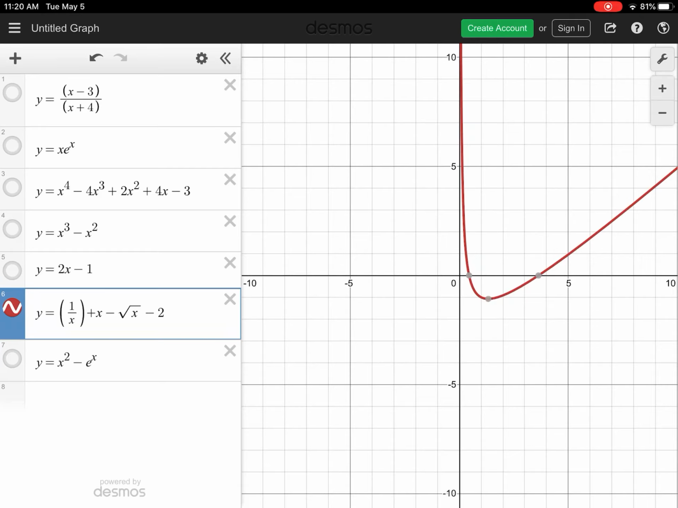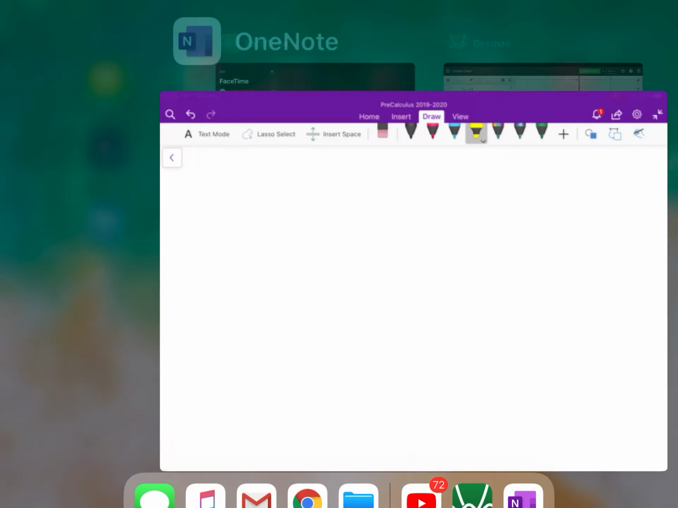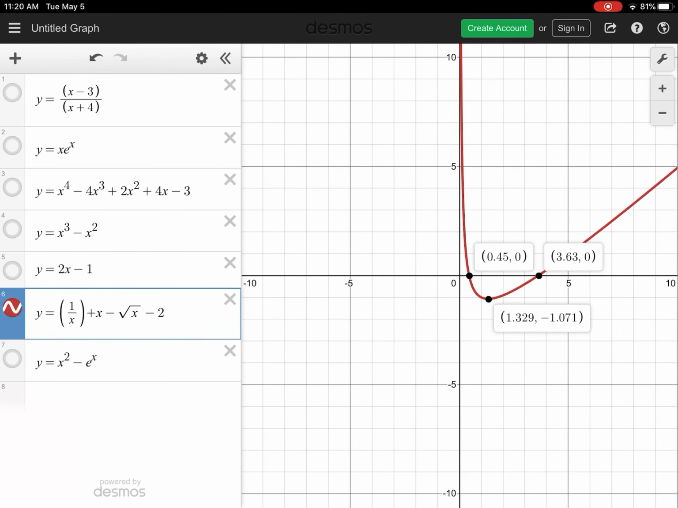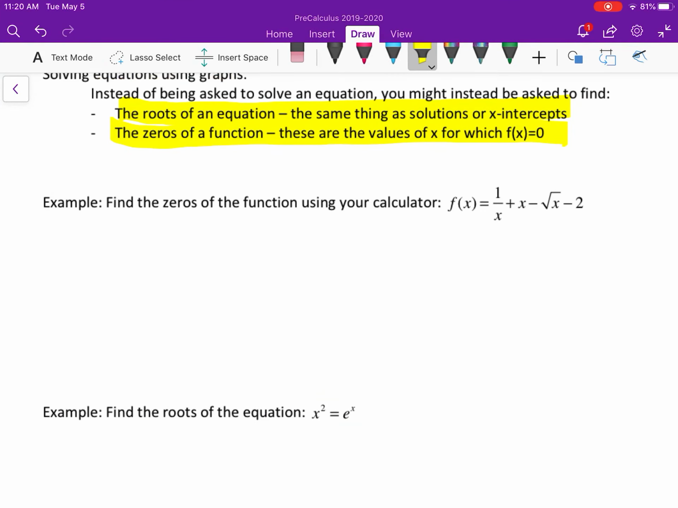This is where we might need to use a graphing calculator and use the minimum value. It might be a little more helpful. We are looking for the places at which we cross the x-axis, so we're looking for those zeros. Are we looking for a minimum? I have to go back to the question. Oh, we're just looking for the zeros. Okay, so we have a minimum, but we're just looking for the zeros. So we have 0.45 and 3.63.